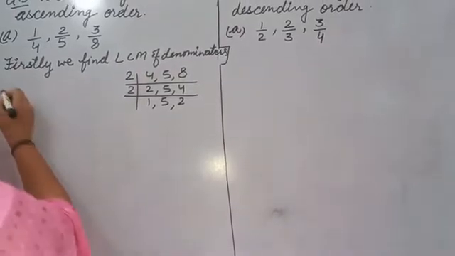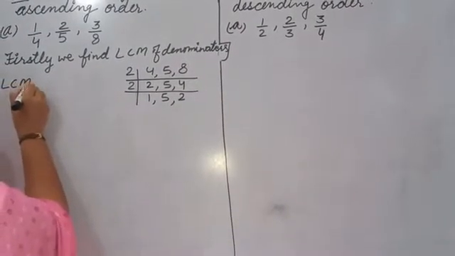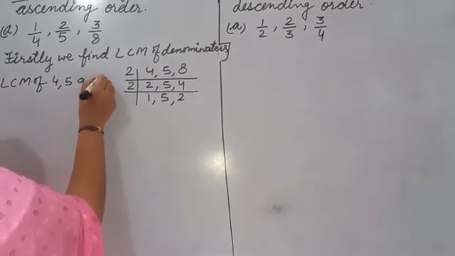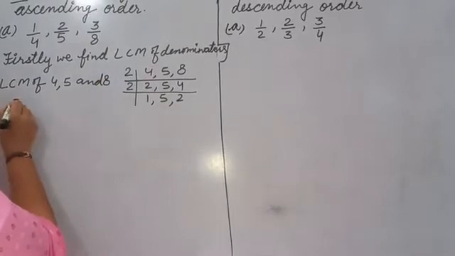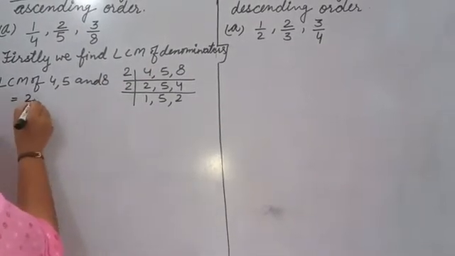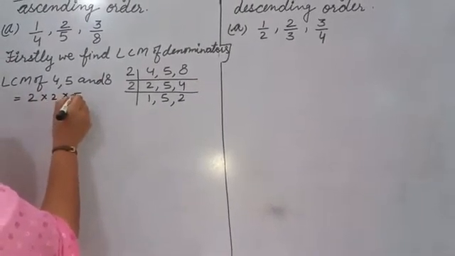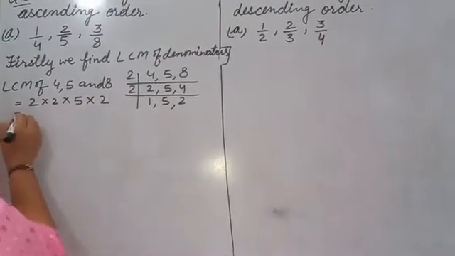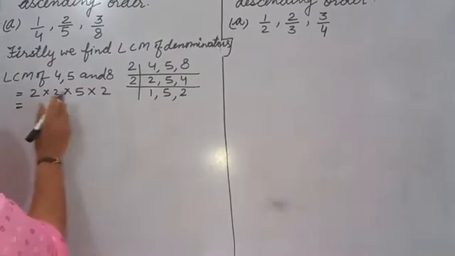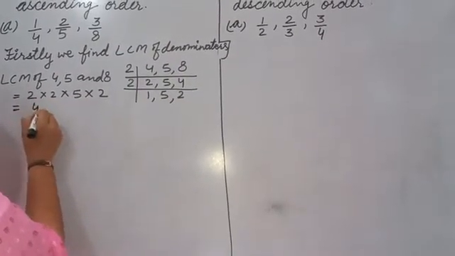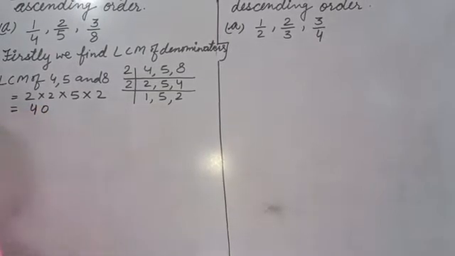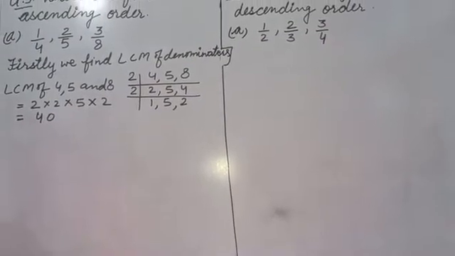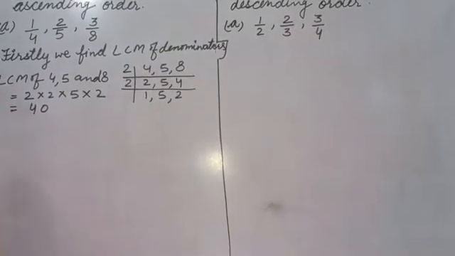So now we write here LCM of 4, 5 and 8 equals to 2 multiply by 2 multiply by 5 multiply by 2. Okay, we don't write 1. 2 2s are 4, 4 5s are 20, 2 20s are 40. Okay, so 40 is your LCM. Now what should we do? We should convert in equivalent fraction.